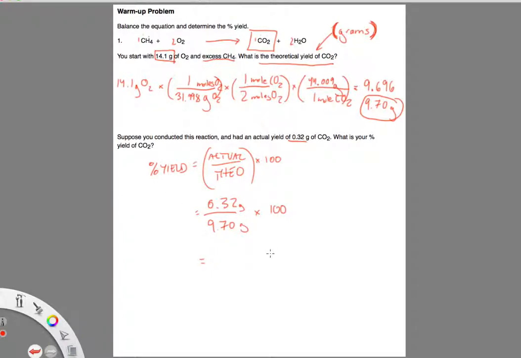So let's try this. 0.32 divided by 9.70. That's going to give us, oh yeah, times 100. Don't forget the times 100. And this is going to be how many sig figs? 2 sig figs right there. That's it. 3.3. That's what I have to round to. Percent. That's our percent yield of CO2. That's horrible. 3.3%. We want something in the 90s. So this person, something went really wrong with their reaction, if that's what they got. But that's the answer to this problem.